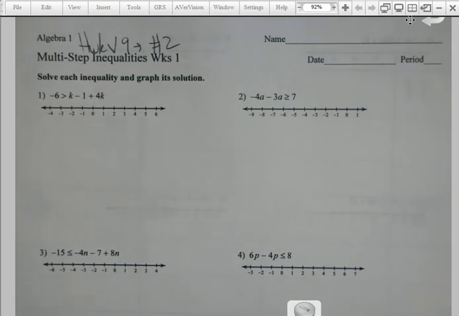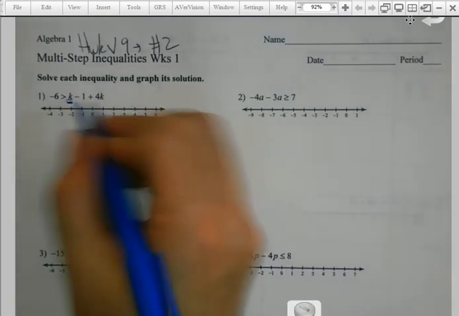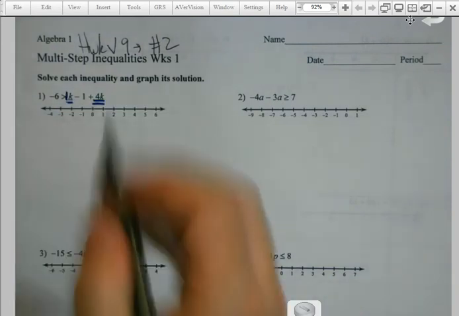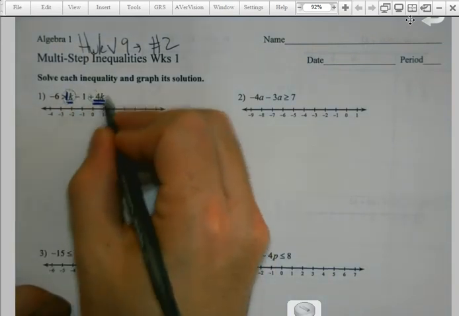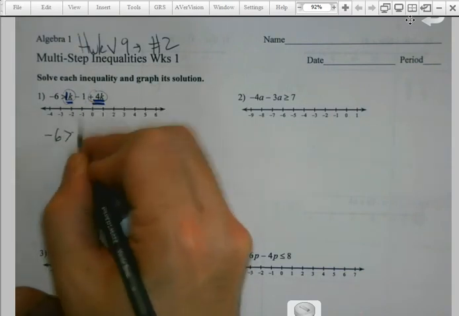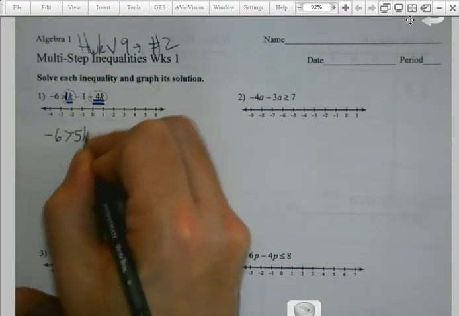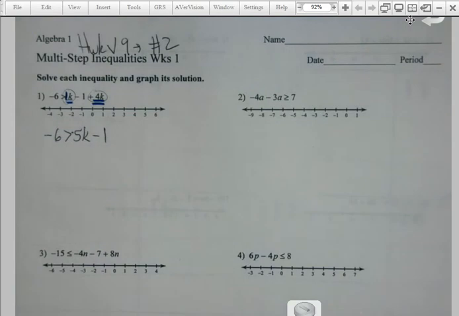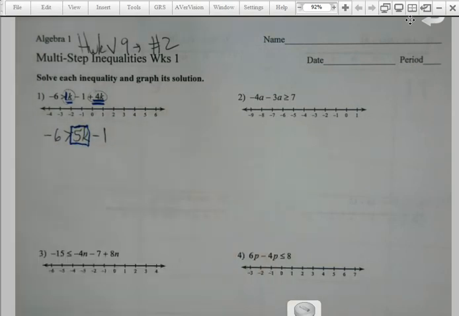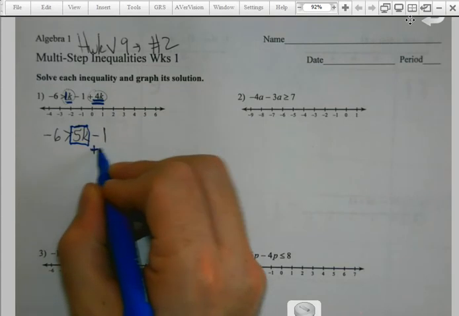So let's see here. I look and I'm like, okay, I got like terms I can put together, because that's like a 1k. So I'm going to work down here. So 1 plus 4 gives me 5k, and then the minus 1, because I don't have any other numbers over here that I can put together. And then I'm just going to work on getting my k by itself. So I got to undo the minus 1.